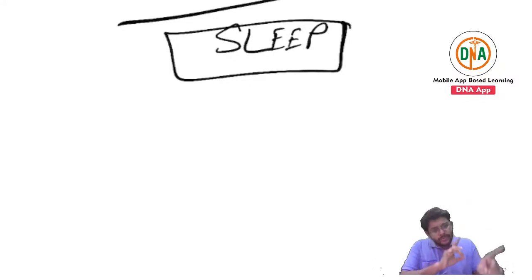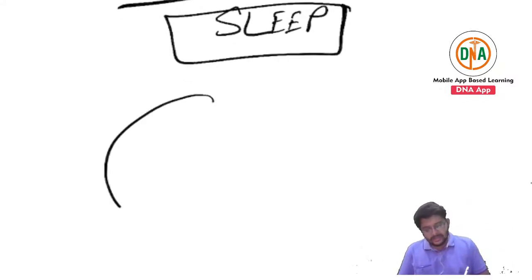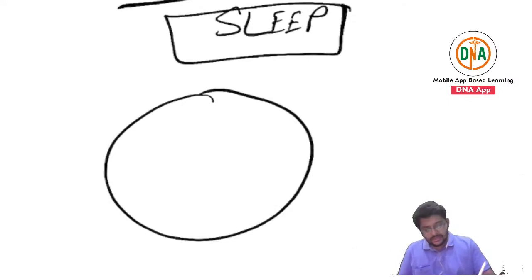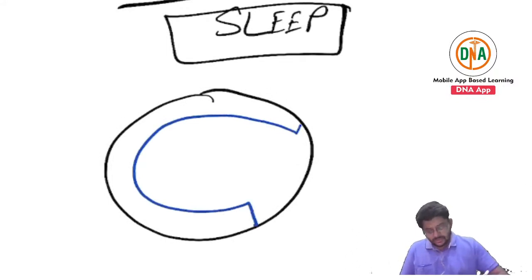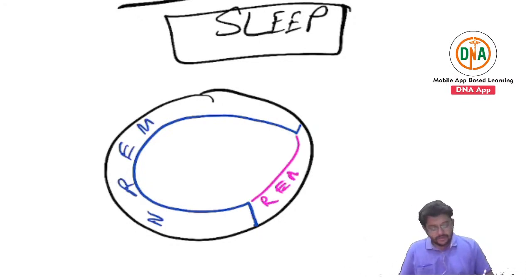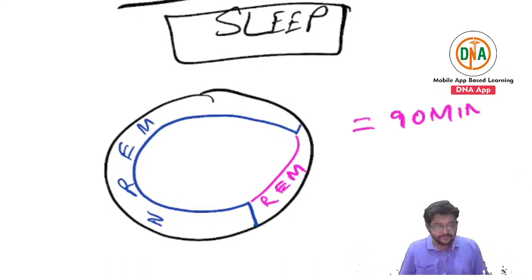Once a rapid eye movement sleep has happened, it's a cycle. You can see it's a cycle. And interestingly, the major part of this cycle is non-rapid eye movement, NREM, and the minor part of the cycle is the rapid eye movement. Mostly one NREM plus one REM is 90 minutes.